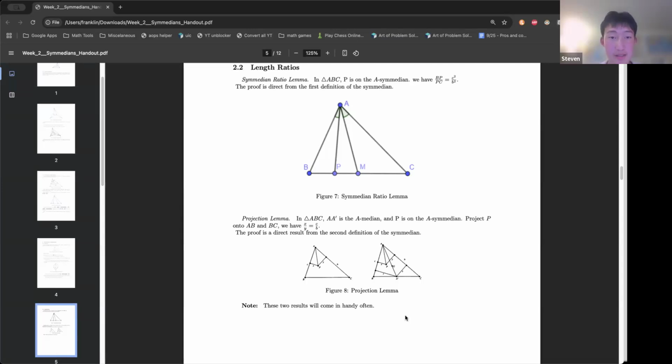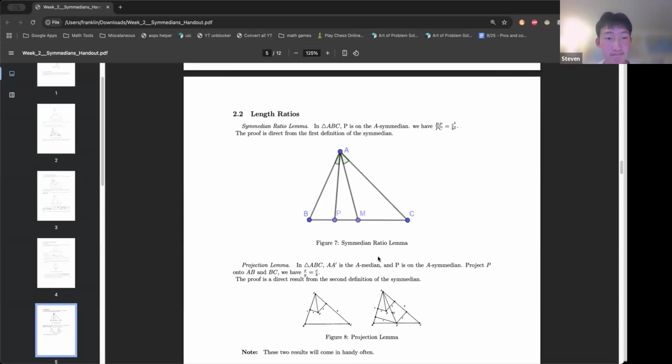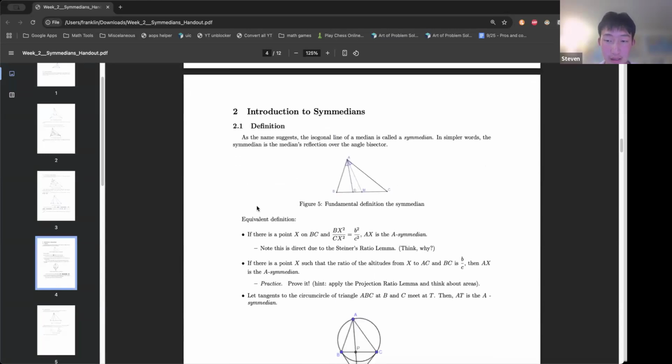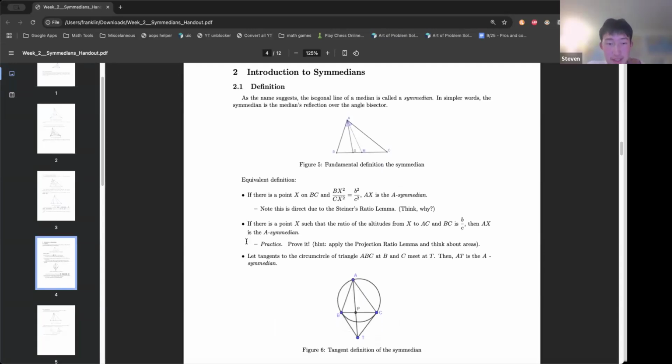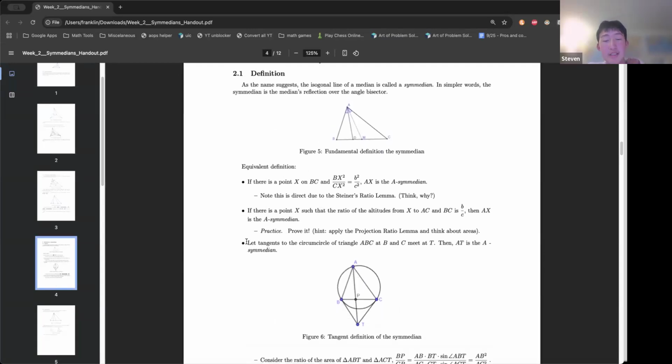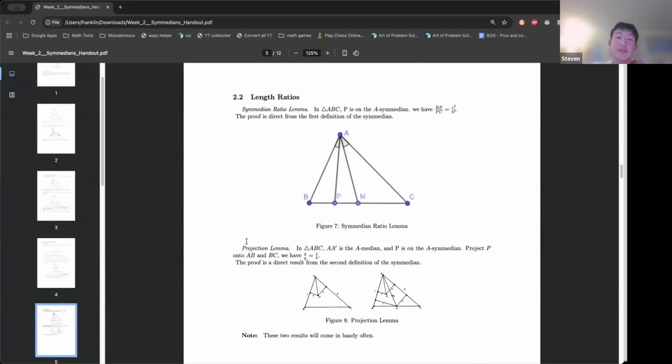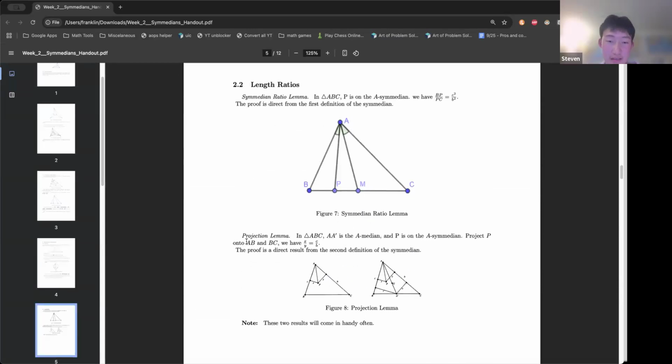Franklin, you can scroll up a little. If you read the proof for this one, it's essentially the standard ratio lemma that is covered in the length ratio section, I believe section 1.3.